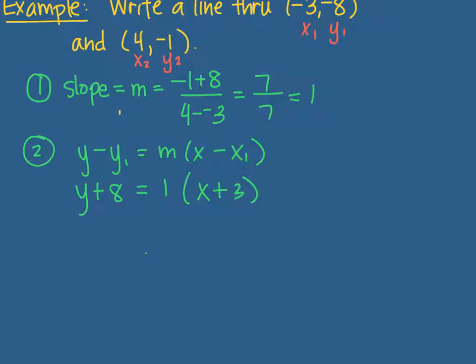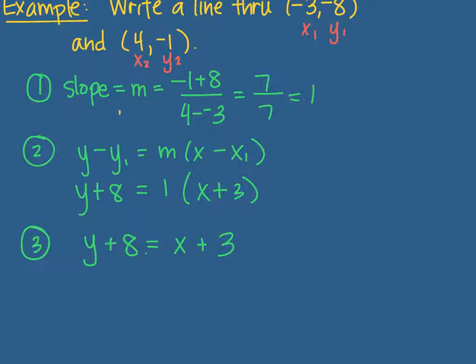And then step 3 is distribute and simplify. What do I need to distribute? The 1, which isn't very exciting. To distribute a 1, we just have x plus 3. And to simplify, we're going to subtract what number from both sides?